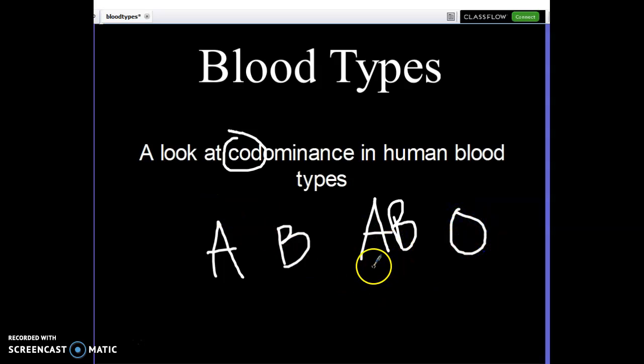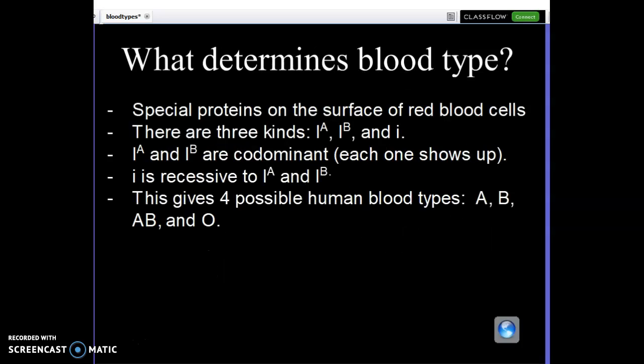So the reason this is called codominant is because this one is dominant, this one is dominant. If you receive both of them, you have AB. So that's why they're called codominant. Another trait in your body that is codominant is skin color. That's why there are so many different shades of skin, because some are more dominant than others, and then they end up being codominant.